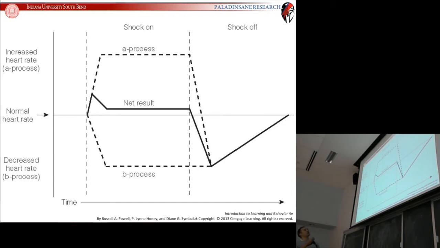So importantly, your A process stays the same. Now your B process has become very strong. And what that means is that now when the shock is on, you get a very small increase in heart rate followed by barely any increase in heart rate because the B process has become so strong. But now when you turn the shock off, your A process once again very quickly turns off. Your B process does not, takes a while to get back. And now we have a huge decrease in the heart rate following turning off of the shock. So that's the opponent process theory of emotion applied to the textbook example. Any questions on that before we go to the rom-coms?